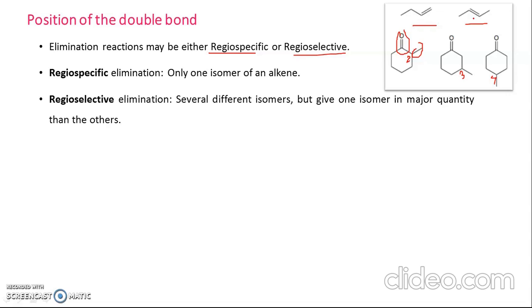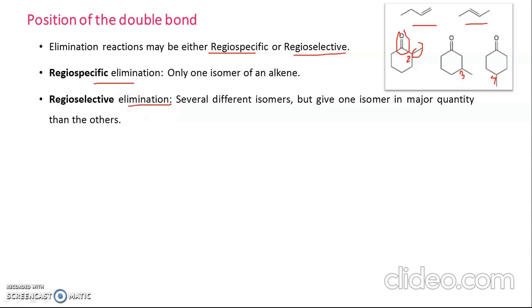Now, what is regiospecificity and regioselectivity? Suppose in a reaction, there is a possibility of formation of 2 or more than 2 regioisomers, but only exclusively one of the product you are getting. So in that case, we will call the reaction regiospecific. But suppose there are possibility of 3 products, but you are getting one of them as major. So in that case, we will call the reaction as regioselective. So that is the difference between regiospecific elimination and regioselective elimination.